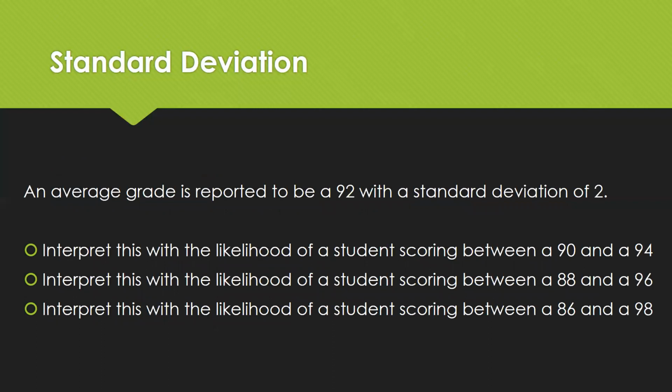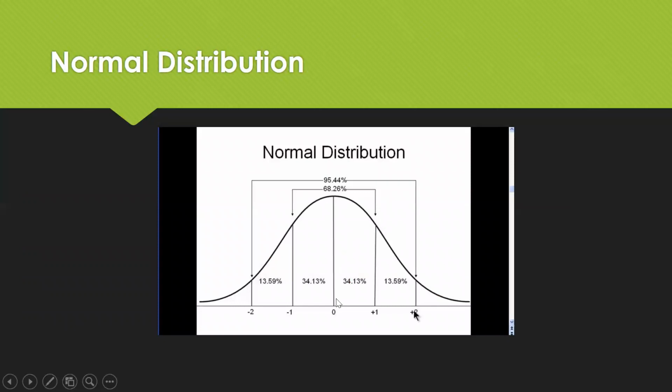With an average grade of 92 in a research course and a standard deviation of 2 points, what is the likelihood of a student scoring between a 90 and a 94? So you think about this: 92, 90 is 2 less, so that's 1 standard deviation less and 1 standard deviation more than the mean. So think about that for a minute. And we'll scroll right back here and you could see, if this is 92, this would be 90 and this would be 94.